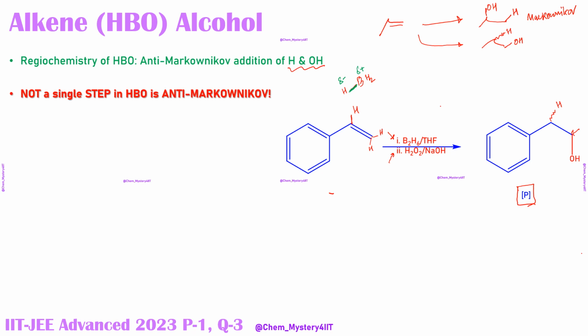What would you say? You will now say the more electronegative part, which is the hydrogen of this BH2, will now be adding to that carbon which has the lesser number of hydrogens, and this BH2, which was positively charged, will be attaching to that carbon which has more hydrogens. That was strictly a Markovnikov thing. So what we expected to be the intermediate between the reactants and products would look something like this: there will be one hydrogen and there will be one BH2.